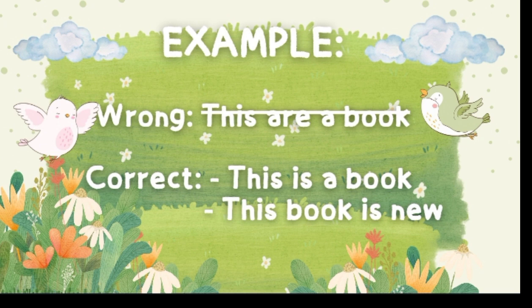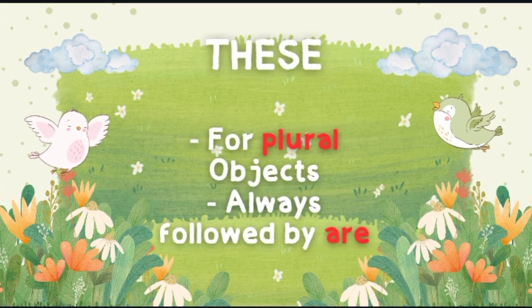First, the wrong example. These are a book. It's false because it uses are. While the correct example is: this is a book. There are is and a for singular objects. And then: this book is new. This book is new. Is and this. Remember, right? That this is always followed by is.